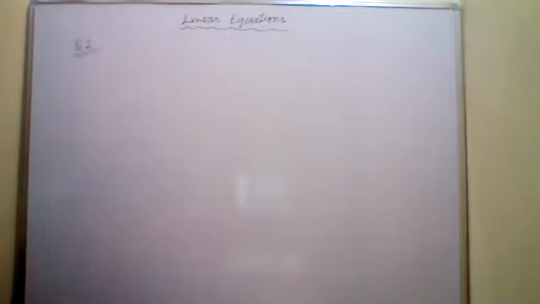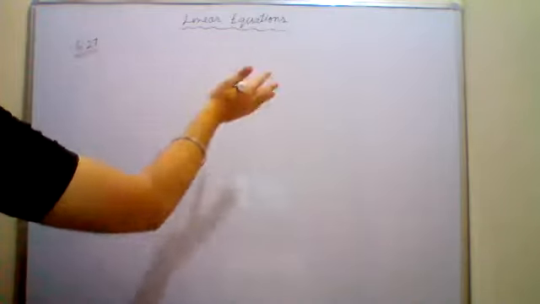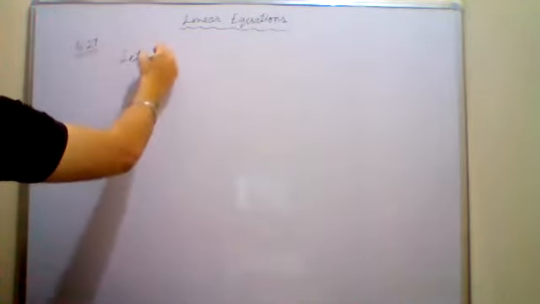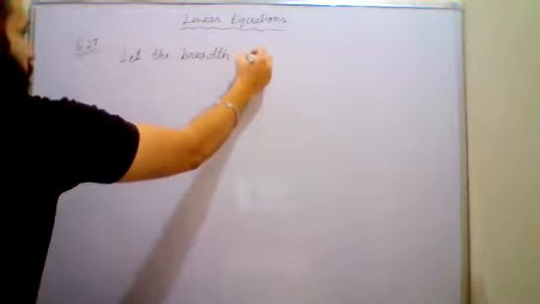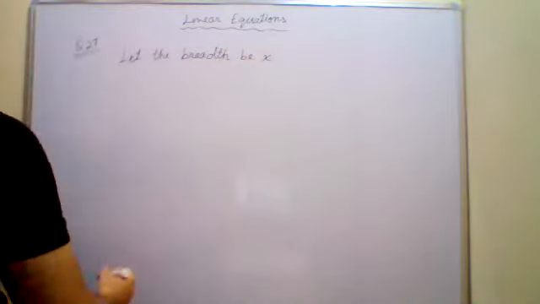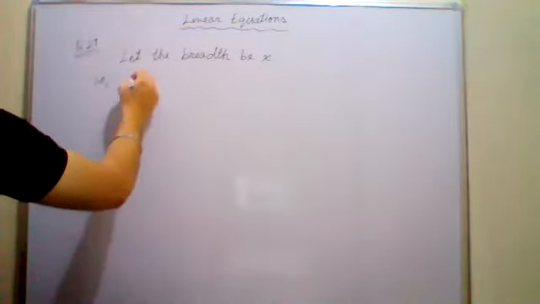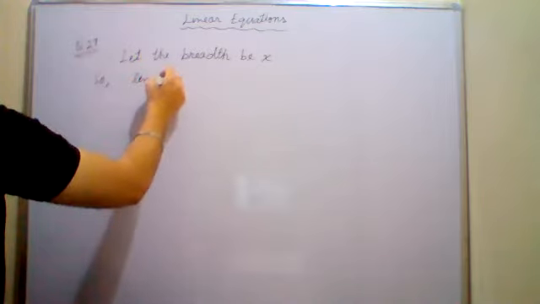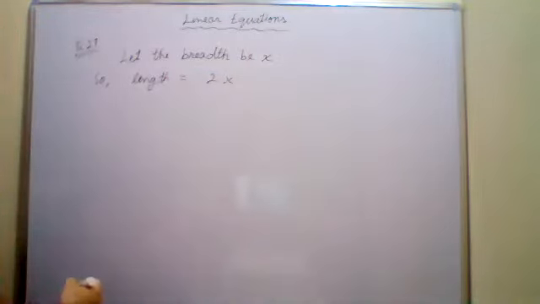Okay. Question 27. The length of a rectangular field is twice its breadth. Perimeter is given. You have to find the length and the breadth. Very easy question. It is given that the length is twice the breadth. So first of all, let the breadth be x. If the breadth is x, the length is twice the breadth. That means length will be X into 2. Length is equal to 2x. X into 2 or 2x, same thing.